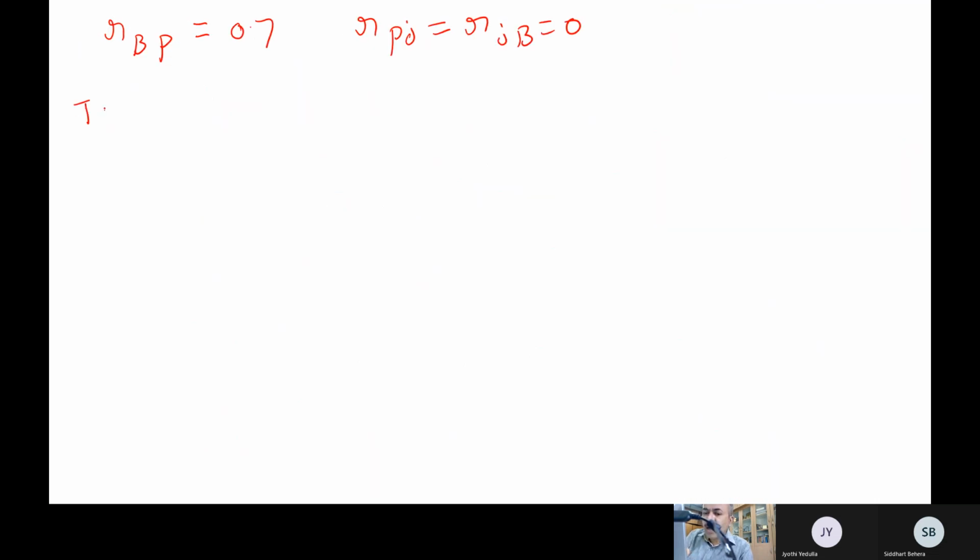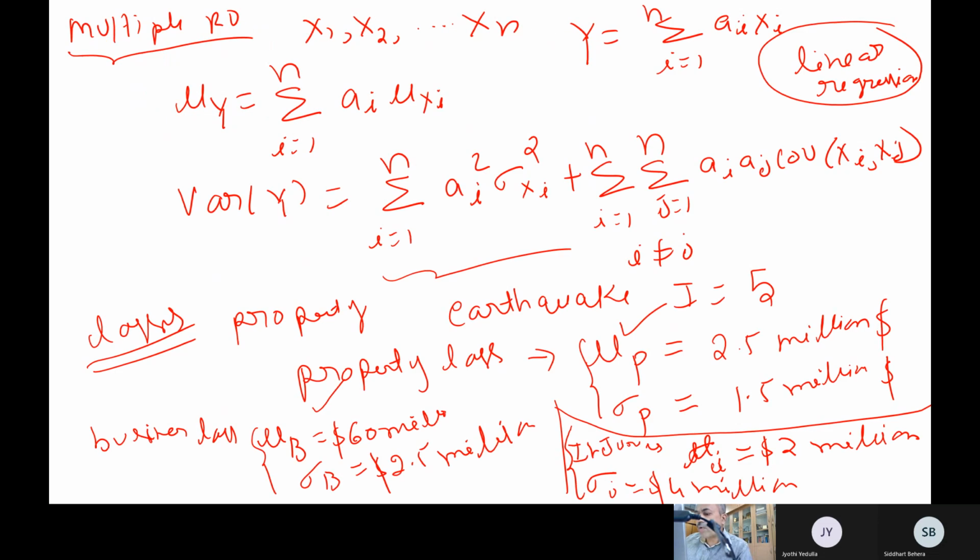Now if somebody asks you to find the total loss during an earthquake, what will be the total losses? In an earthquake we are having three types of losses, so the total loss will be, now what will be the total loss?